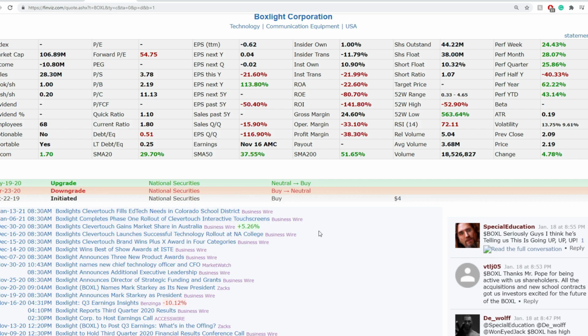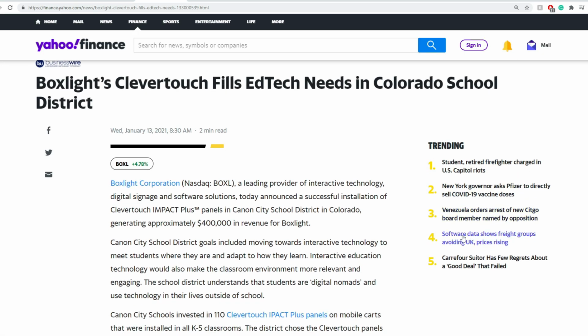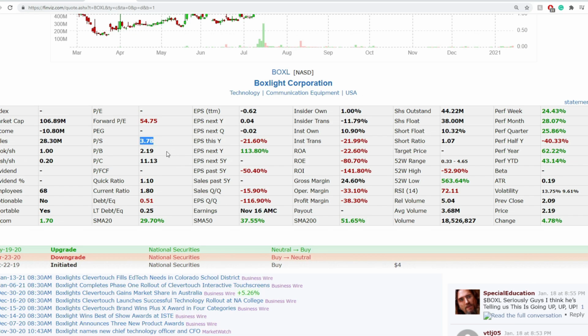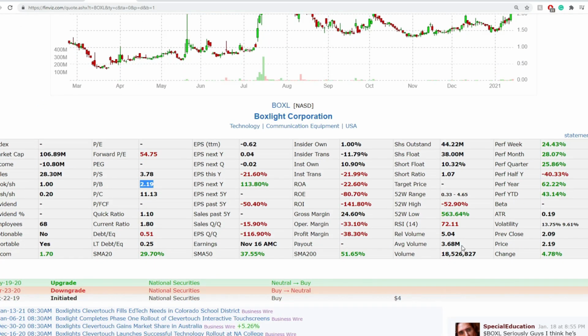So Boxel is communication equipment. It's more off, I believe, school solutions. So they do have a contract for $400,000 for the Colorado school district. Their price over sales and price over book is okay. The move here is 4.78% on a relative volume of 5. I'm not liking the math.